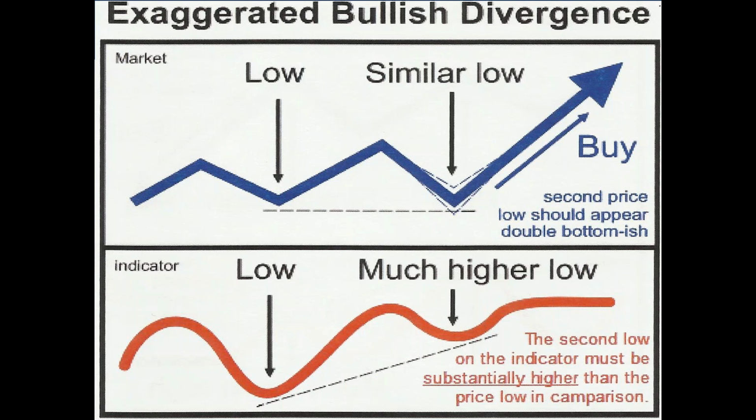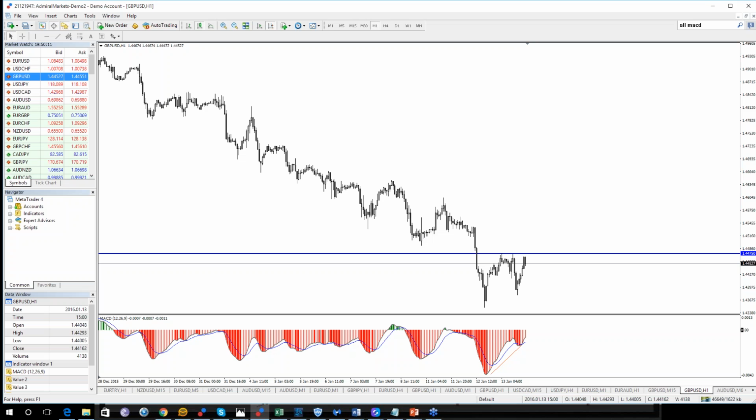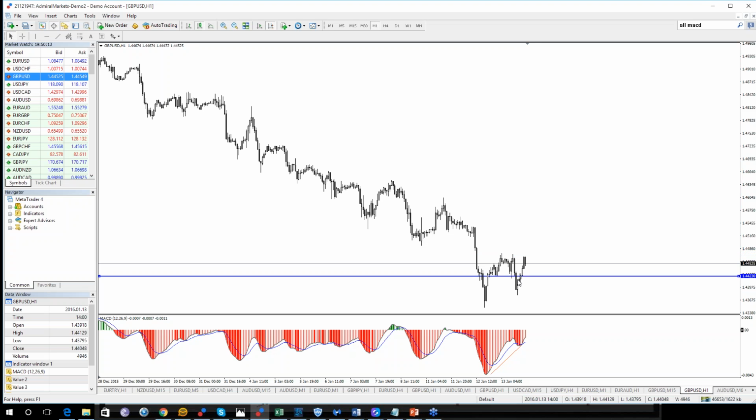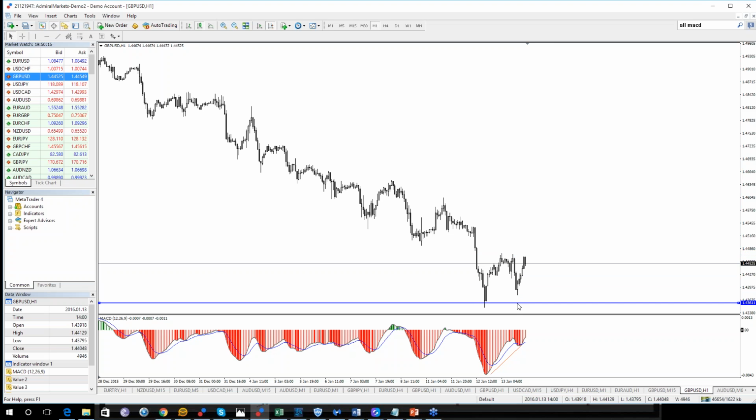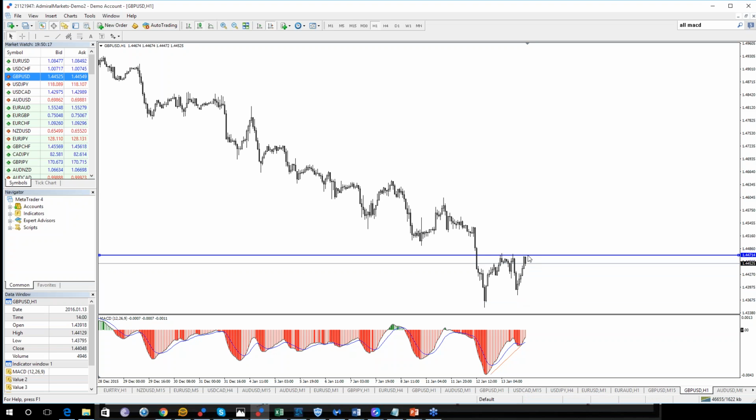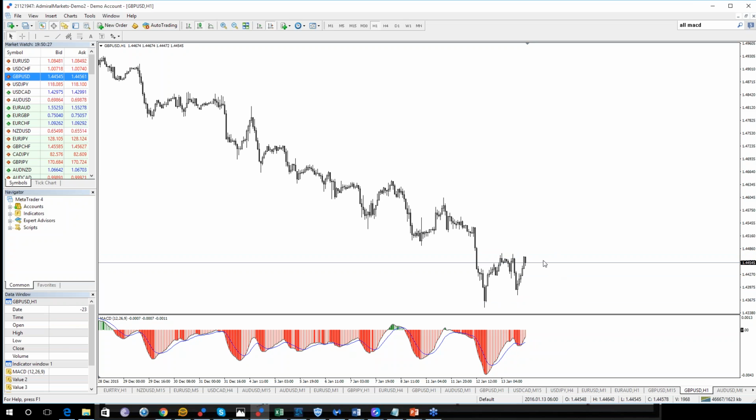Okay, no, it should be... no, it is not, let me see. No, it should have a double bottom here, but it does not have a double bottom. It would have been bearish if we had it like this, but it's not either bullish or bearish. So this is indecisive. We don't know if this is divergence or not. We don't know it yet.